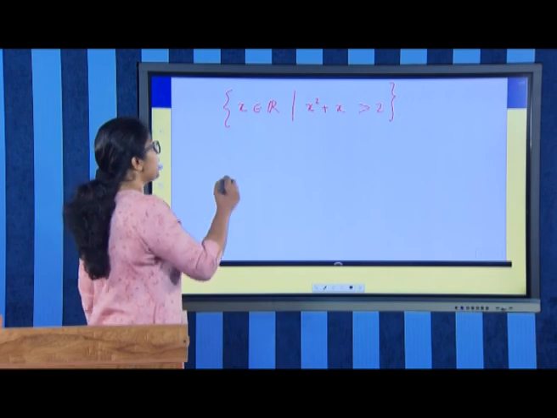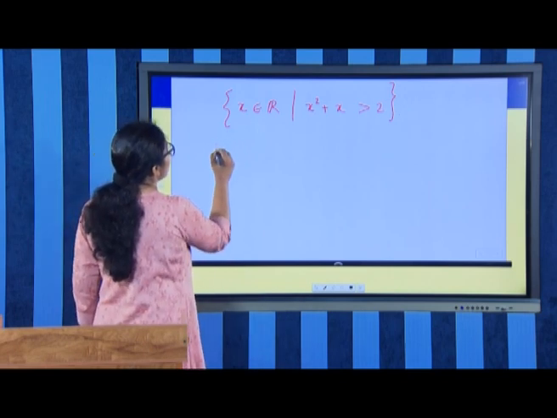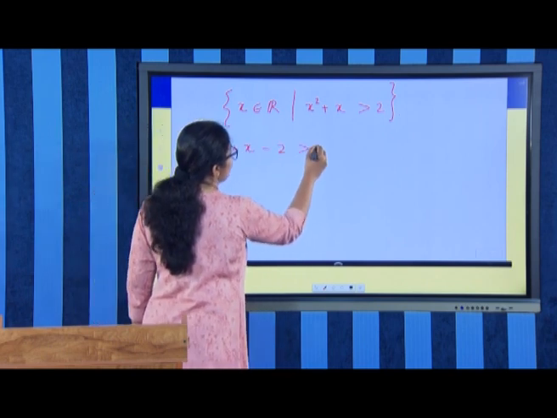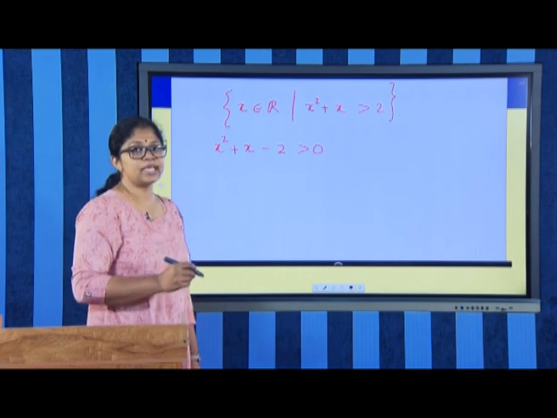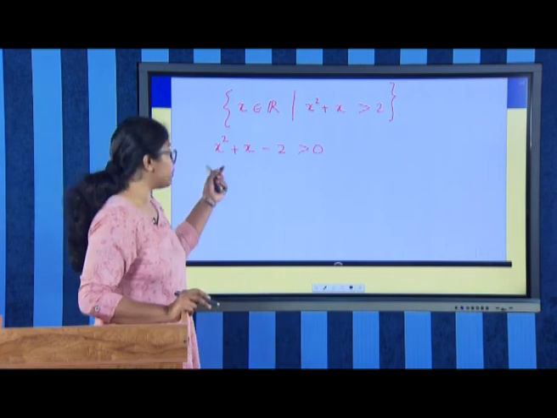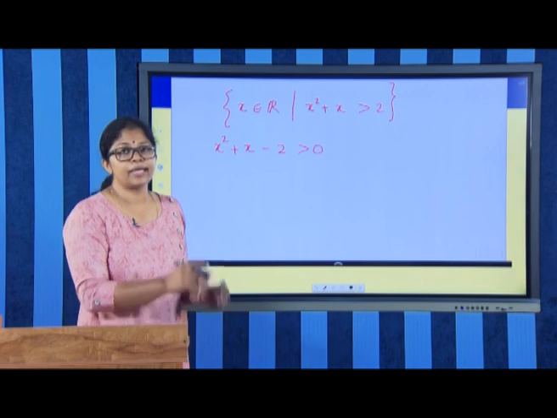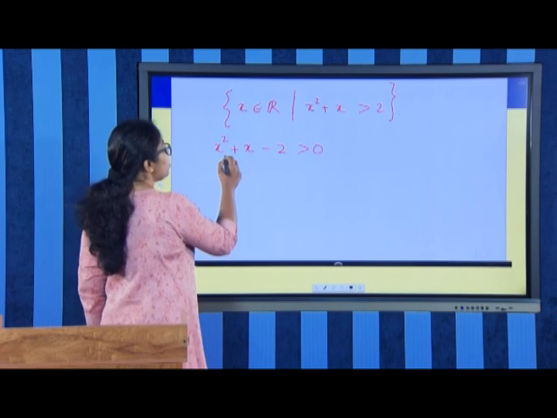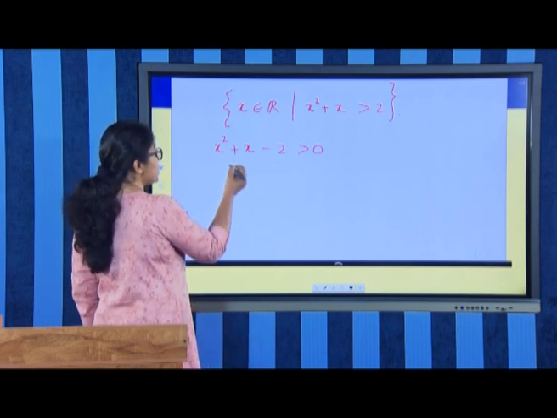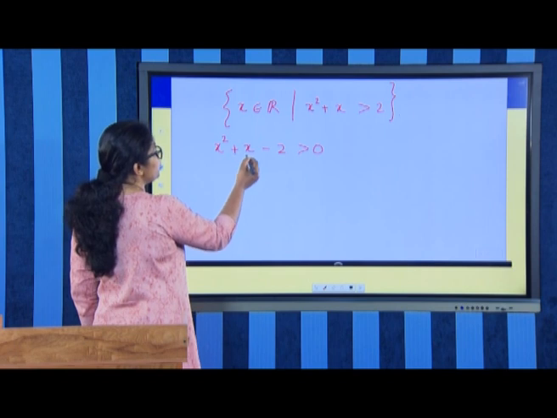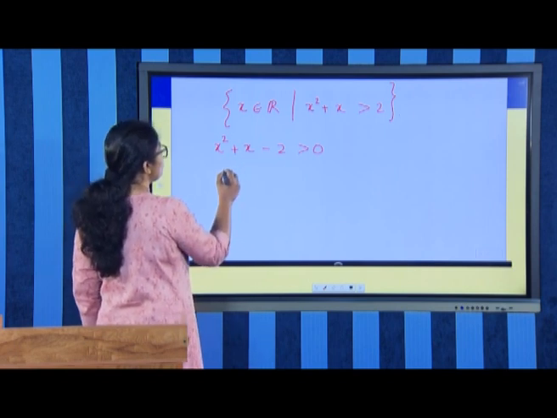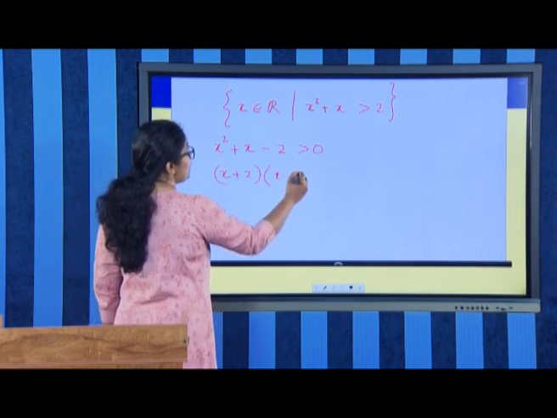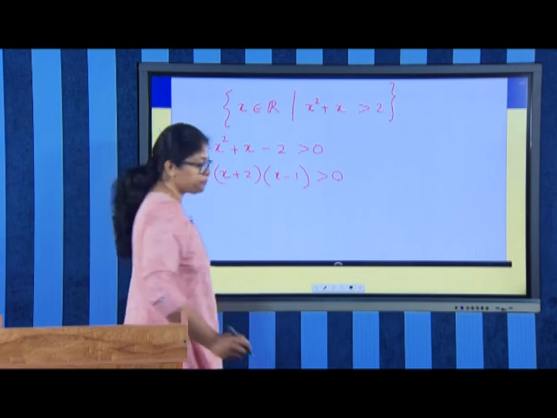So, again as we have done in the previous case, we start with the inequality given: x square plus x minus 2 is greater than 0. This is a quadratic expression on the left side, and we know that a quadratic expression can be written as the product of two linear terms. So, factorizing this, we have sum equal to plus 1, product equal to negative 2. So, (x plus 2)(x minus 1) is greater than 0.